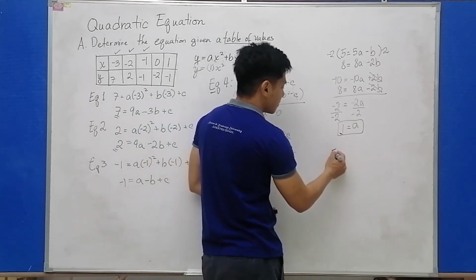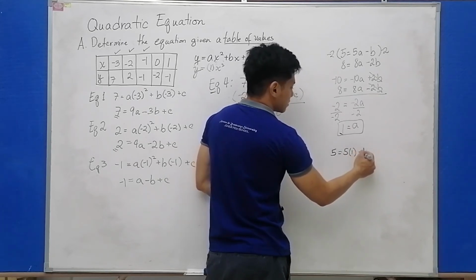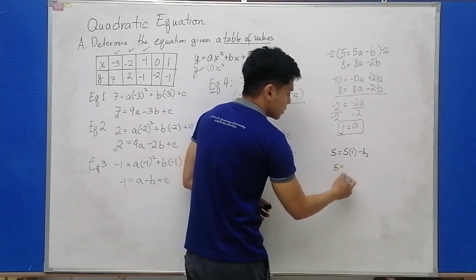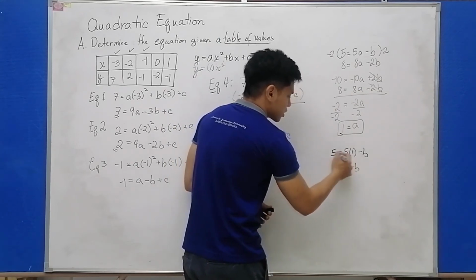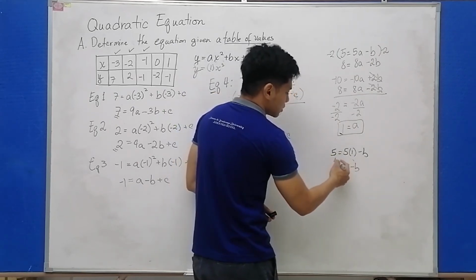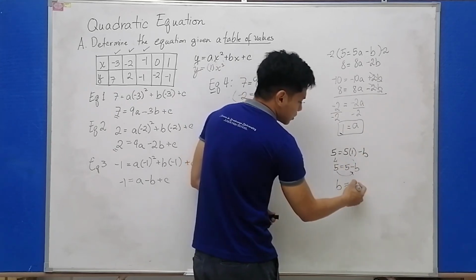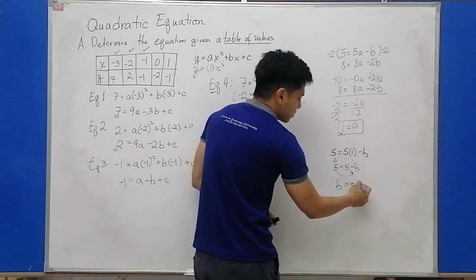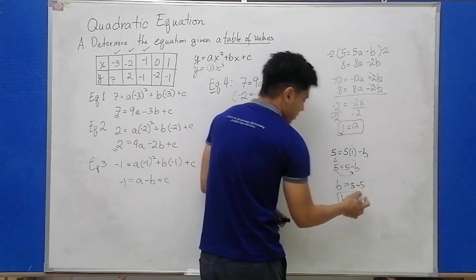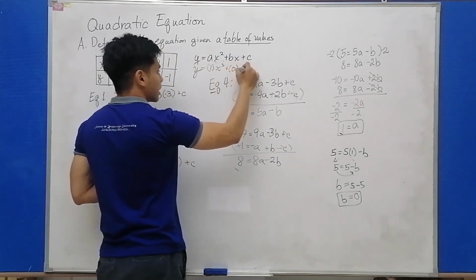So we have 5 equals 5 times 1 minus b. Simplify that: 5 is equal to 5 minus b. Transpose b, and transpose the other 5 to this side. So we now have b is positive, then 5 is going to be 5 minus 5. So we now have b is equal to 0 for this equation.